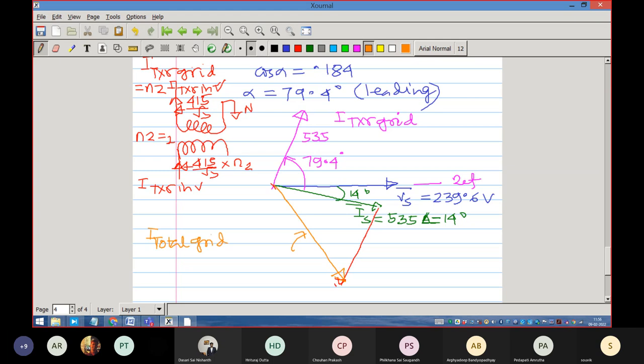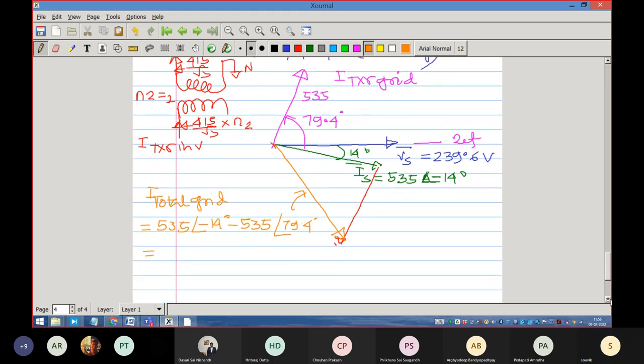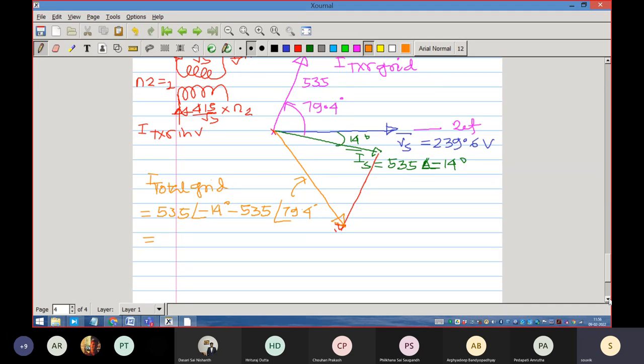from the grid is nothing but 535 at an angle of minus 14 degree and minus 535 at an angle plus 79.4 degree. So if I calculate both of them, I get a number, 778 at minus 57 degrees. So you see that the current has actually increased, but it has a very bad power factor. It is a very bad power factor it is going. So the effective current will be increasing.